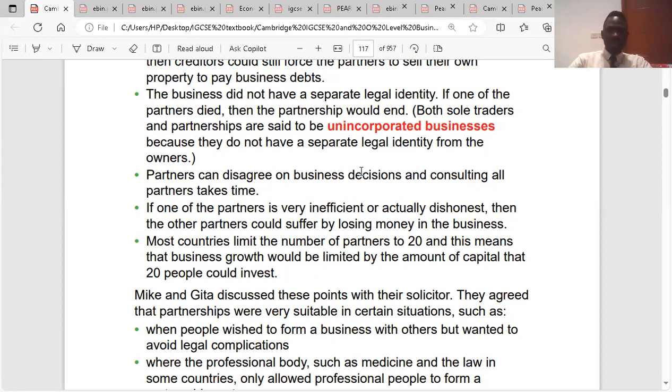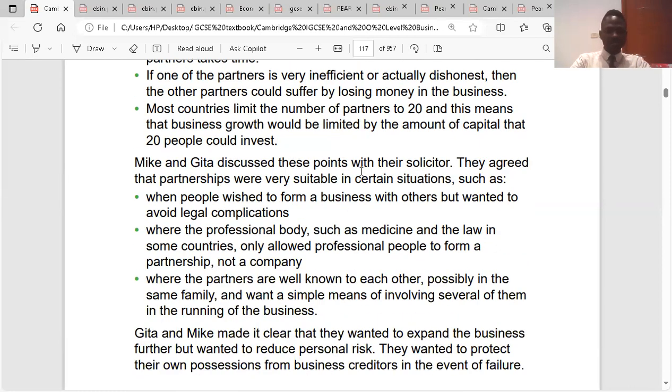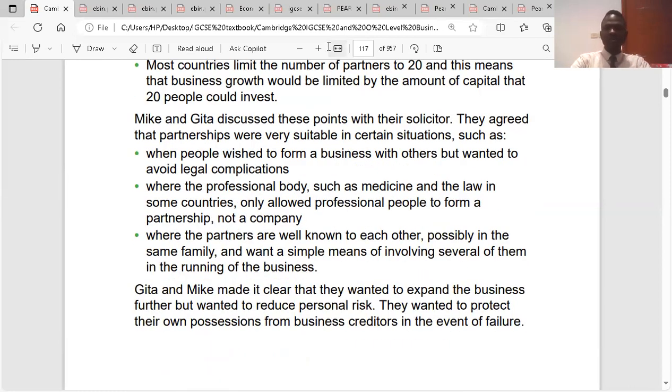The business does not have a separate legal identity, I talked about it. Partners can disagree, conflict, I talked about it. If one of the partners is very inefficient or actually dishonest, then the other partners could suffer by losing money in the business. So the mistake of one partner will affect all partners. The wrongdoing of one partner affects the whole partnership business. I think it's clear.